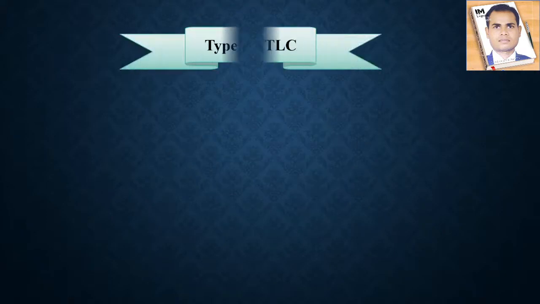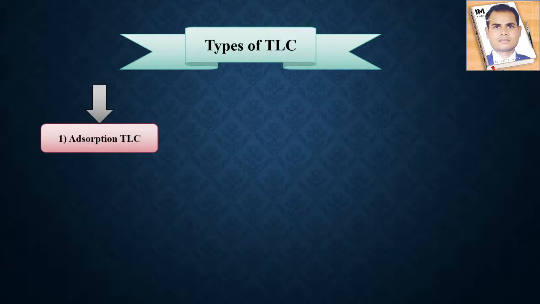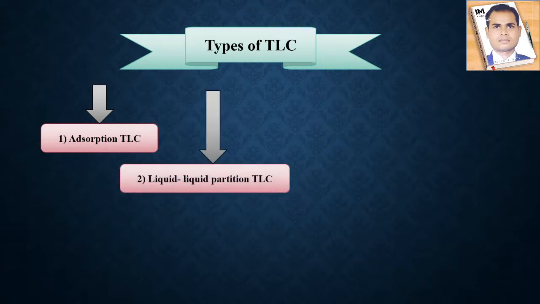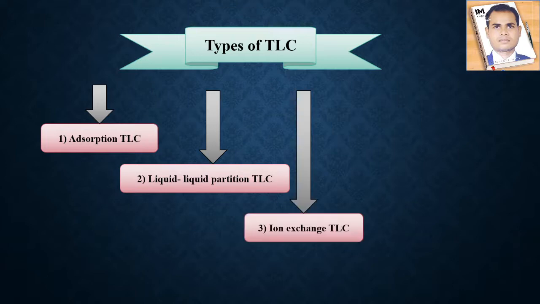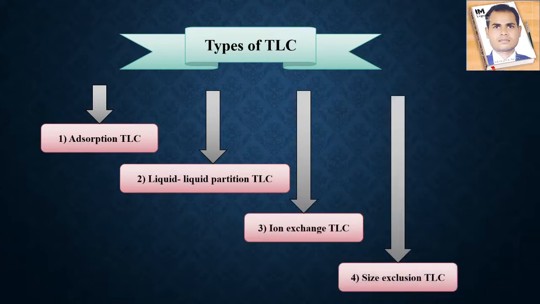Next, we have to see the types of TLC, thin layer chromatography. The first one is adsorption TLC, the second one is liquid-liquid partition TLC, the third is ion exchange TLC, and the fourth one is size exclusion TLC. So in total, four types of TLC we have to learn.